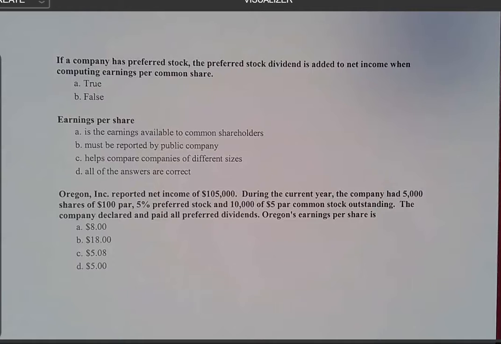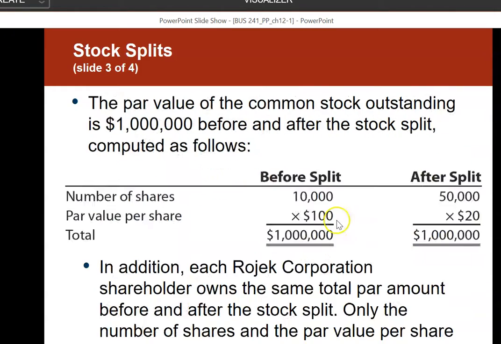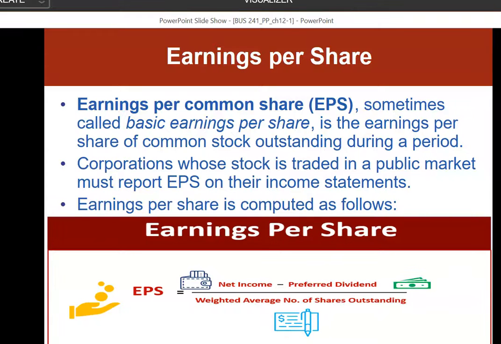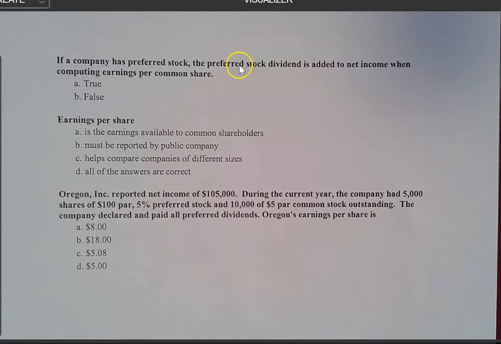Well, actually what I'm going to do is pull up the PowerPoint, and I'm just going to scroll down. Let's see, where are we at here? Right here. So we have the formula for earnings per share, and we've got net income minus preferred dividends, and our denominator is weighted average of shares outstanding. So net income minus preferred dividends. The preferred stock dividend is subtracted in that formula.